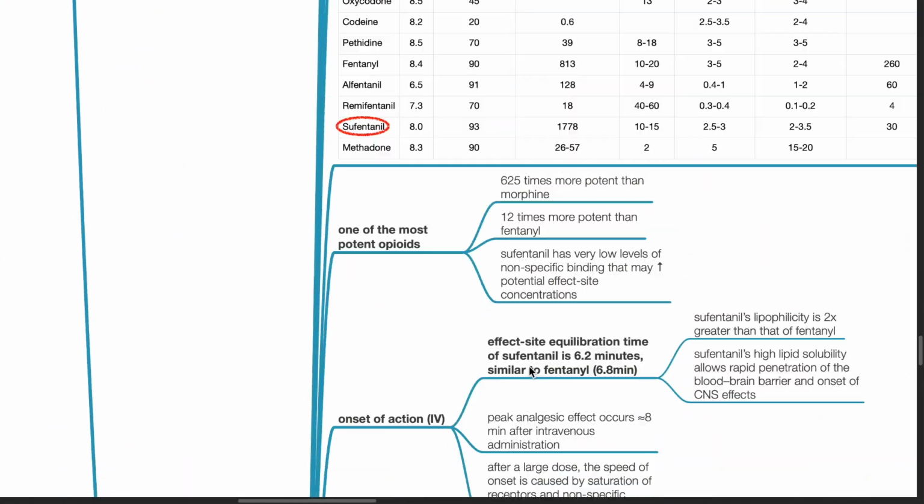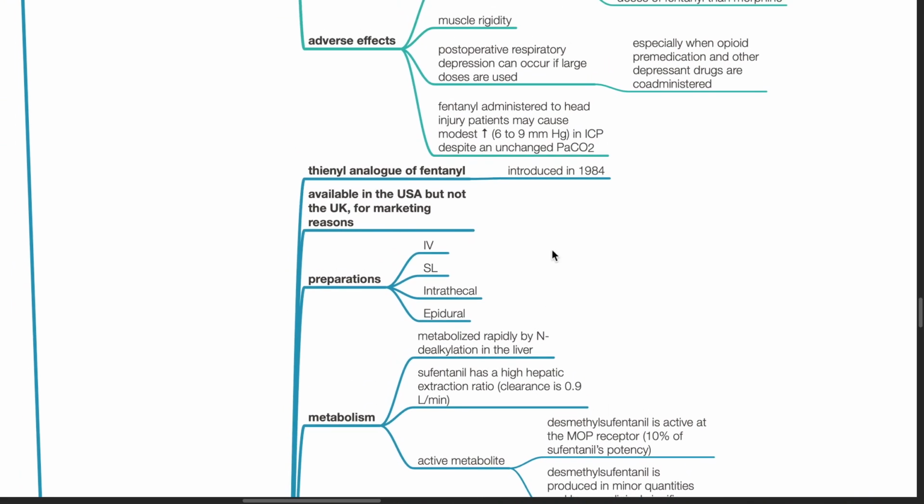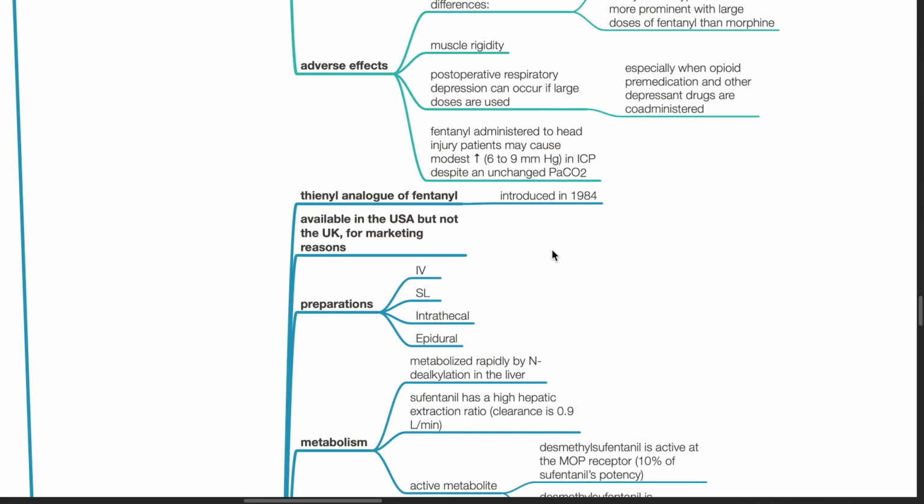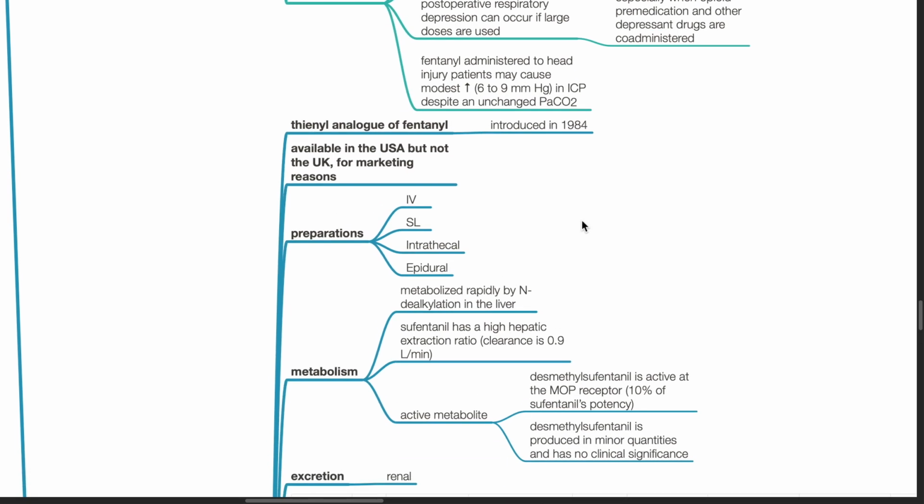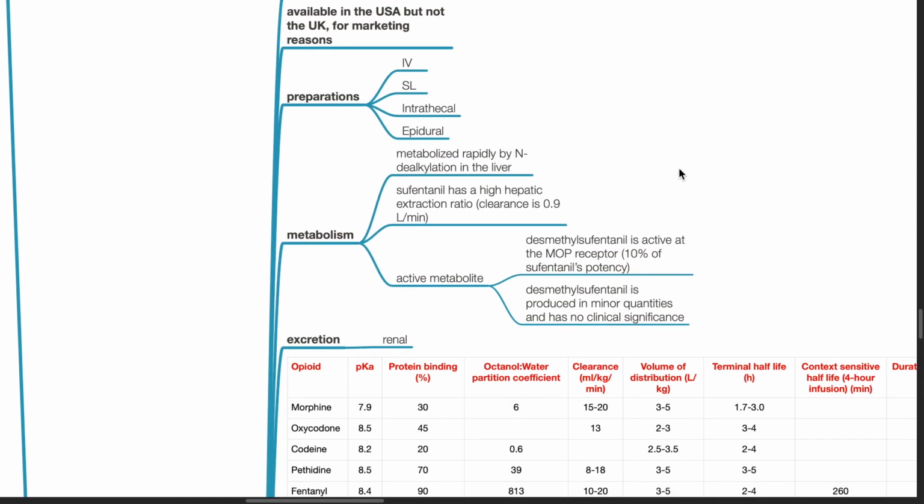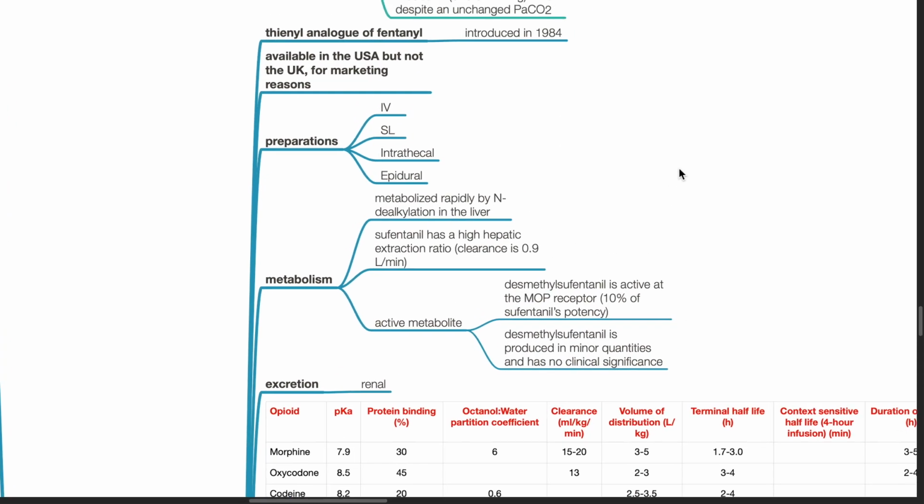Sufentanil. This is a phenyl analog of fentanyl, introduced in 1984. It is available in the USA but not the UK for marketing reasons. Preparations include IV, sublingual, intrathecal, and epidural. It is metabolized rapidly by N-dealkylation in the liver. Sufentanil has a high hepatic extraction ratio. Clearance is 0.9 liters per minute.